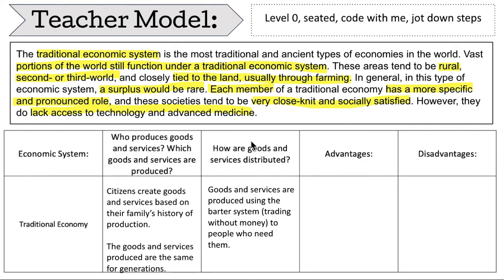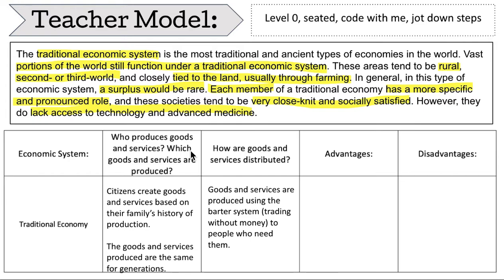All right, historians. So I have already read the text. I've already coded for main idea, and I used my main idea gist statement to fill in the first two columns of the economic systems graphic organizer, which are the columns about who produces the goods and services, which ones are produced, and how are they distributed.